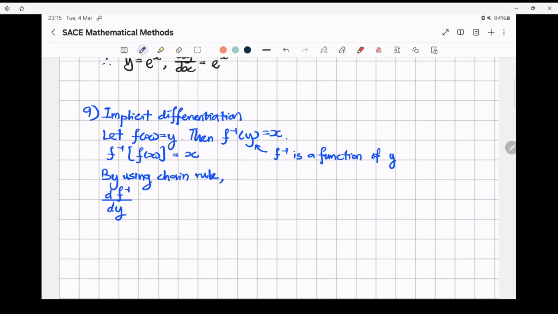So then we have something like, okay, perhaps I write it. So you have d f inverse y over dy. So y, I change it to y here because f of x is essentially y. And then based on this particular equation, you also need to differentiate the inside.